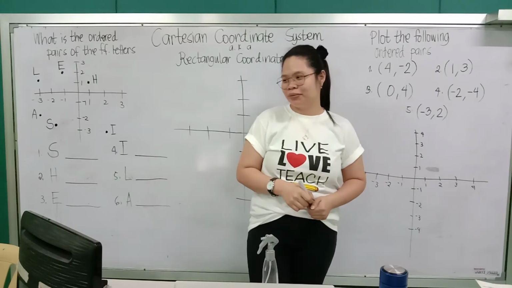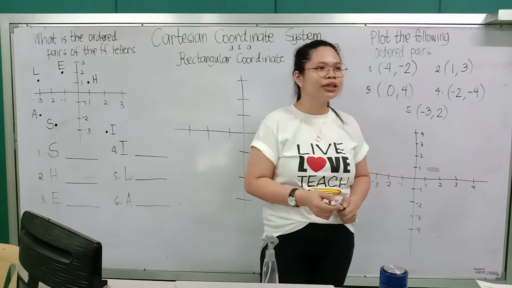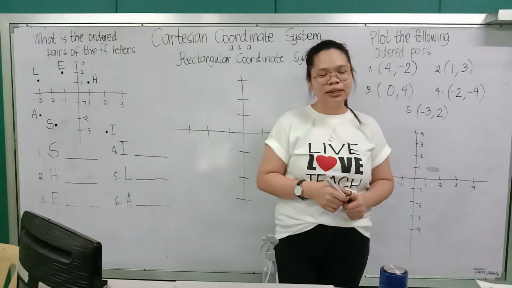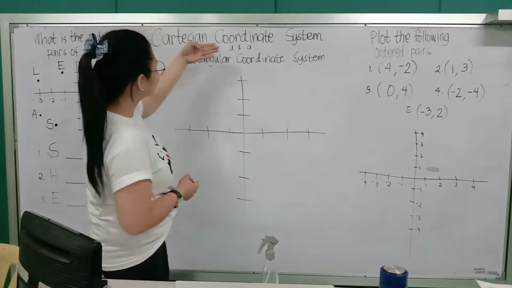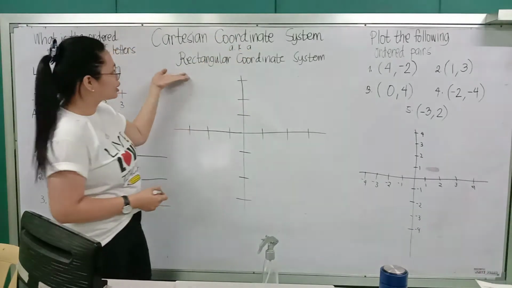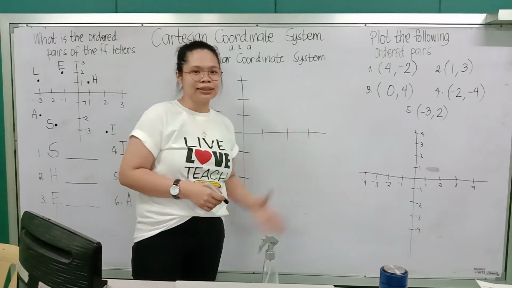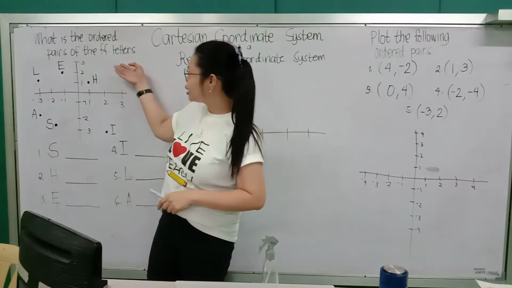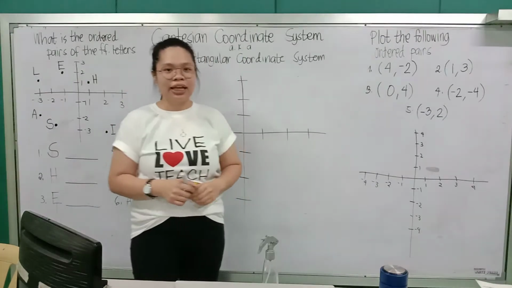Alright, so I made a video that serves as your reviewer for your second quarterly examination. We have a topic, which is the Cartesian coordinate system, also known as the rectangular coordinate system. We're going to discuss its parts, and we're going to plot and determine the ordered pairs of the different letters.